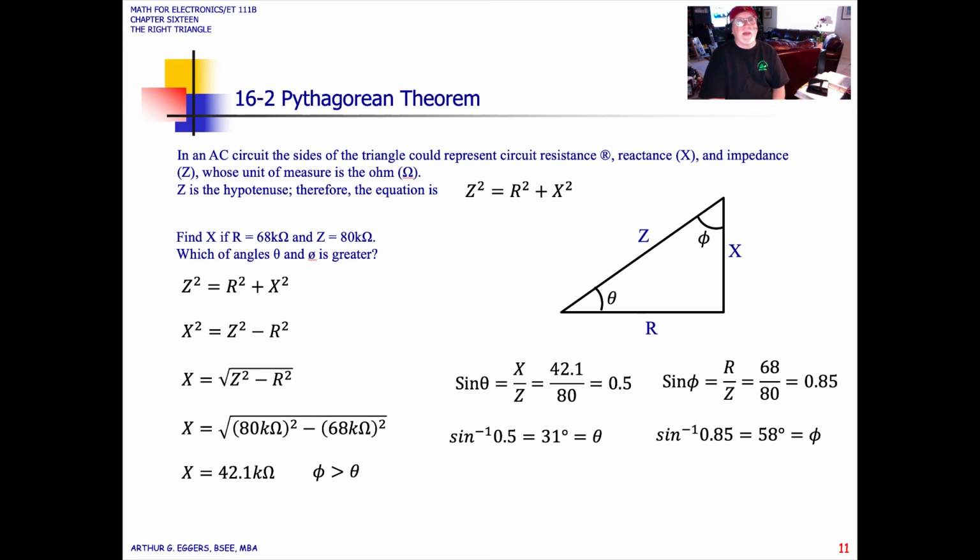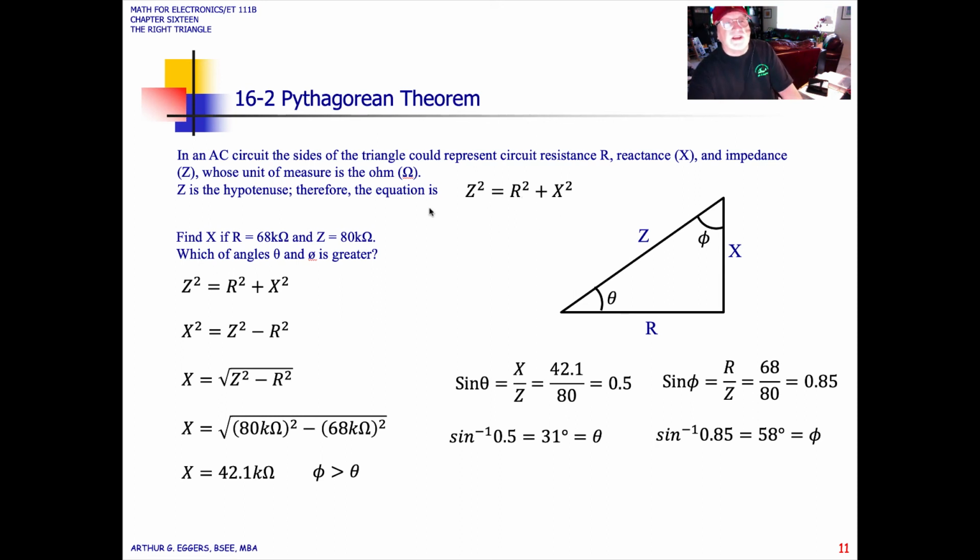Let's look at an AC application. In an AC application, the sides of the triangle could represent a circuit resistance R, a reactance X, and an impedance Z, whose unit of measure is the ohm. So Z in this case becomes the hypotenuse. In right triangle analysis, that is the resultant, or sometimes called the equilibrium. So the expression now becomes Z squared equals R squared plus X squared.